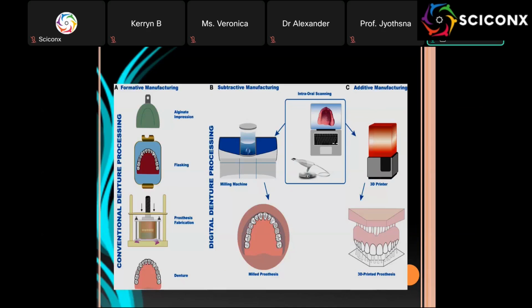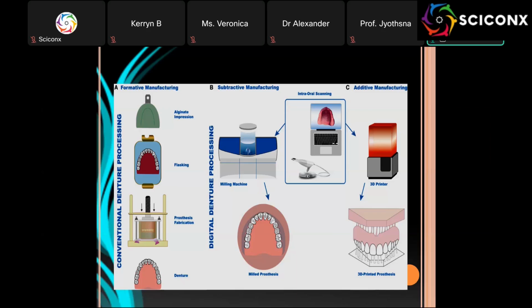Right now, in the dental clinic, we form the denture with formative manufacturing. That is the conventional denture process, where an impression is taken of the upper and lower jaw. Then flasking is done, then curing is done, and then the denture is made. That is the traditional technique. But then the subtractive manufacturing technique came into the picture, where a milling machine was used and the denture was formed.